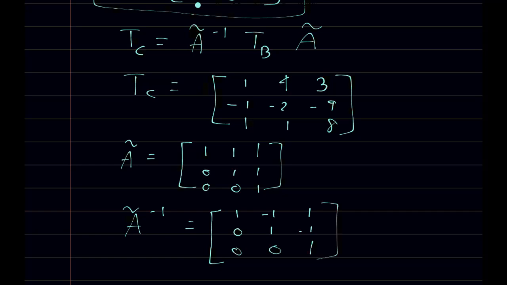So I think now what you can do is you can use A tilde and A tilde inverse and use this formula, and you can find TC. So you look at this carefully. This is nothing but a similarity transformation, right? We all remember what similarity transformation is.